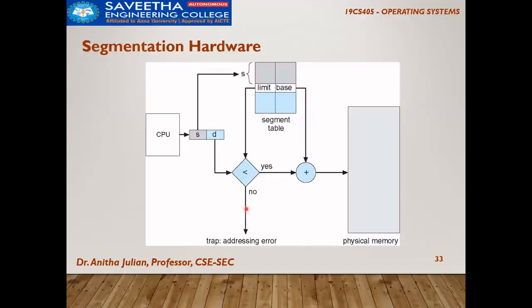If it is found, then we can move ahead. If it is not found, then it will give an addressing error. If the offset is within the limit, then it will calculate the offset address, add it, and find out the physical location. Whereas if the limit is not correct, then it will give an error.